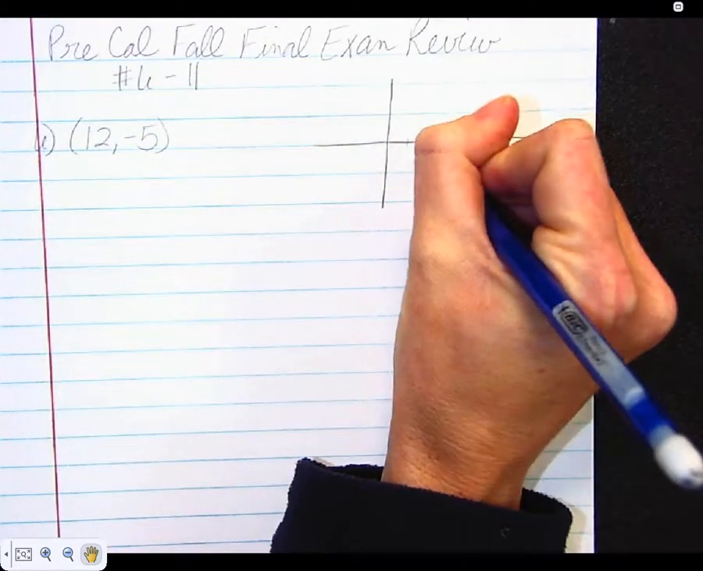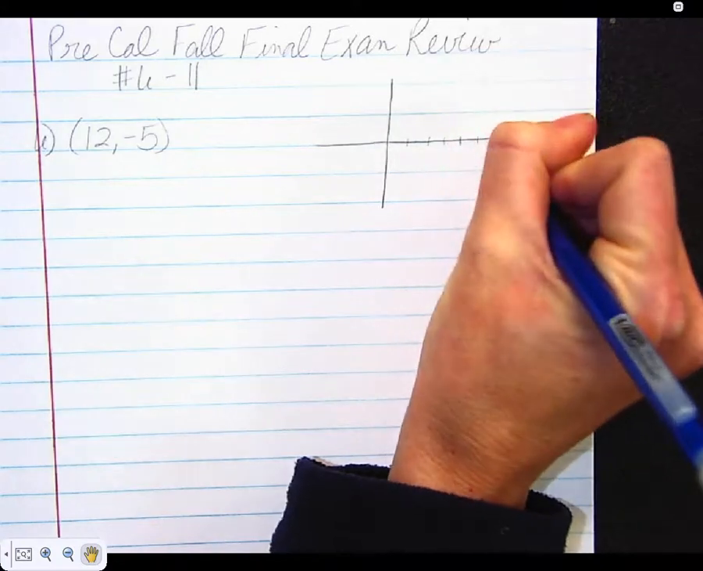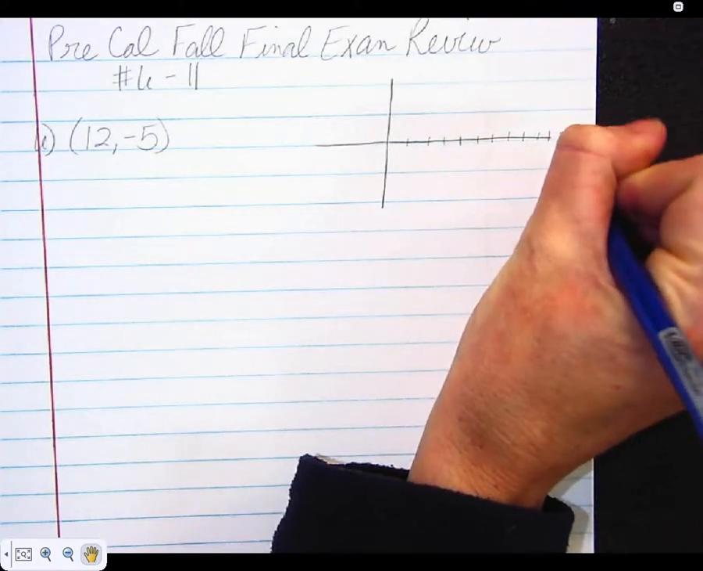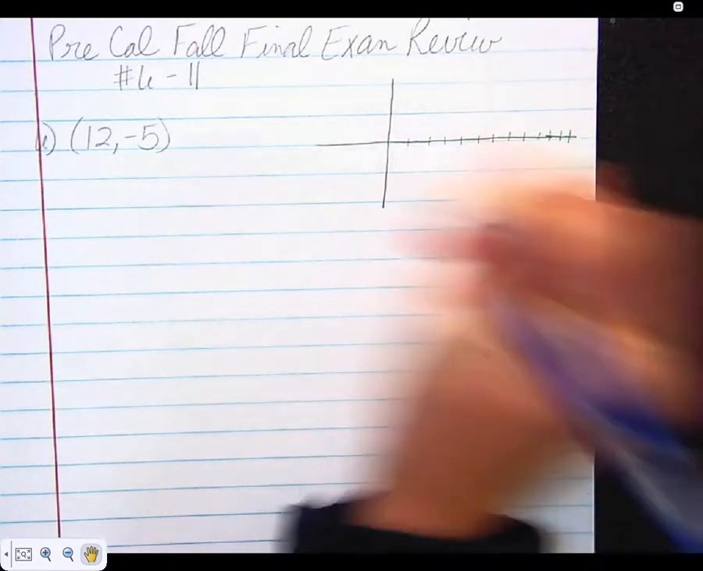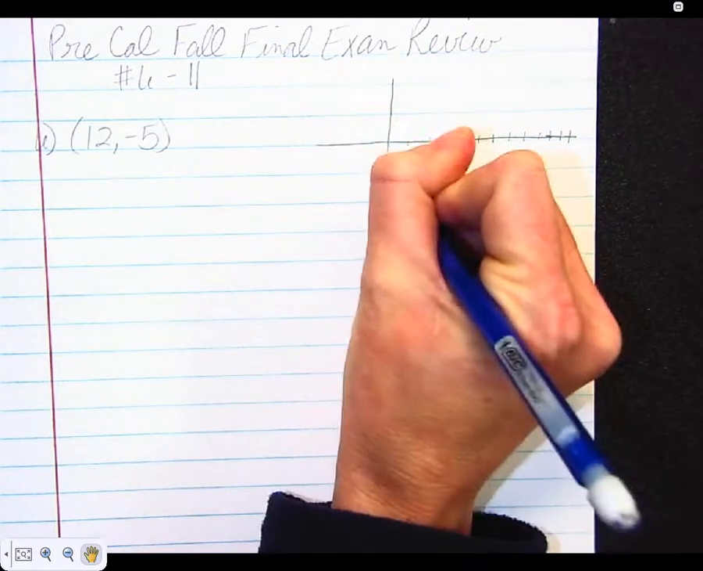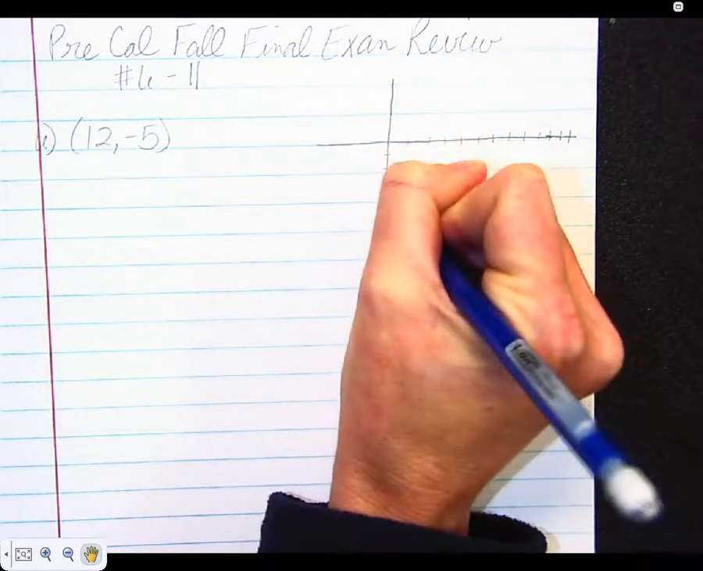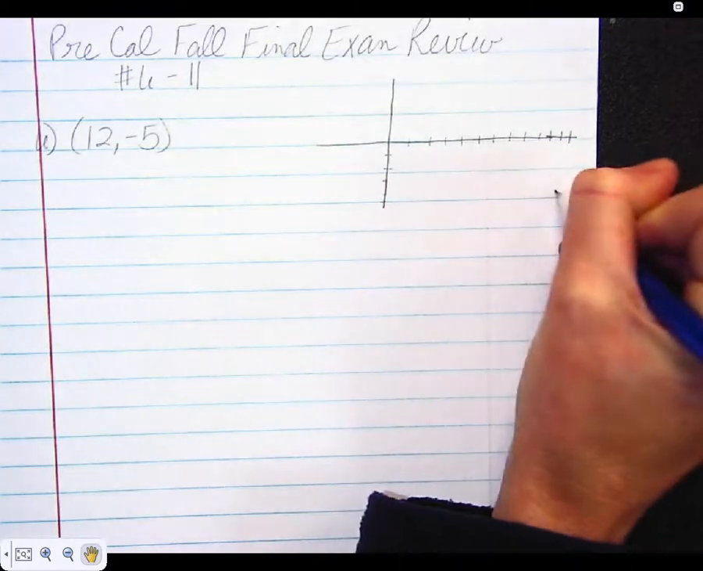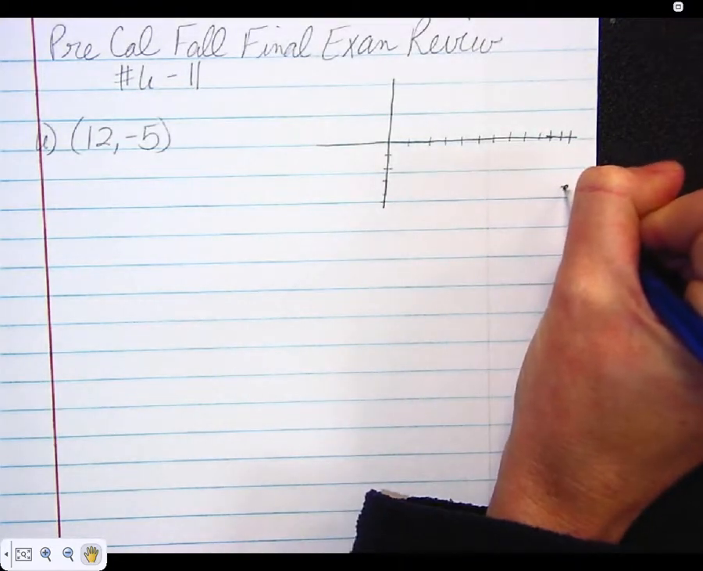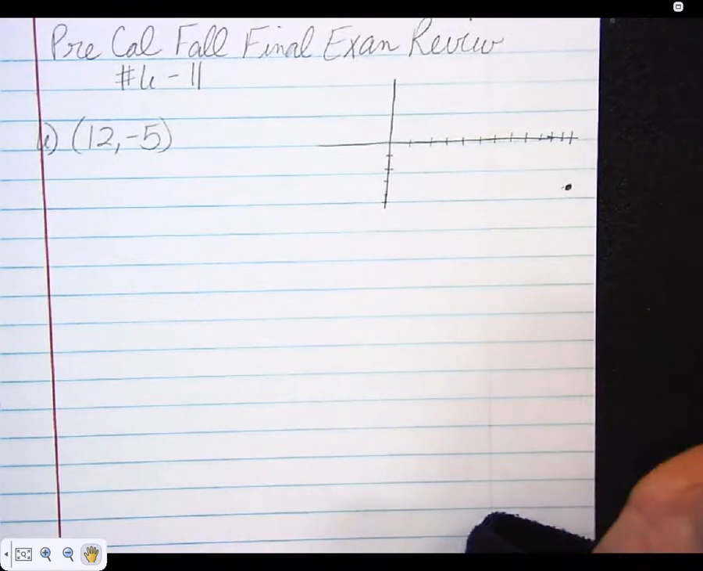So I'm going to go over here to 1, 2, 3, 4, 5, 6, 7, 8, 9, 10, 11, 12. Extend that a little bit. And then I'm going to go down my y-axis, -5. So 1, 2, 3, 4, 5. And so I've got this point right here that my terminal side is going to go through.